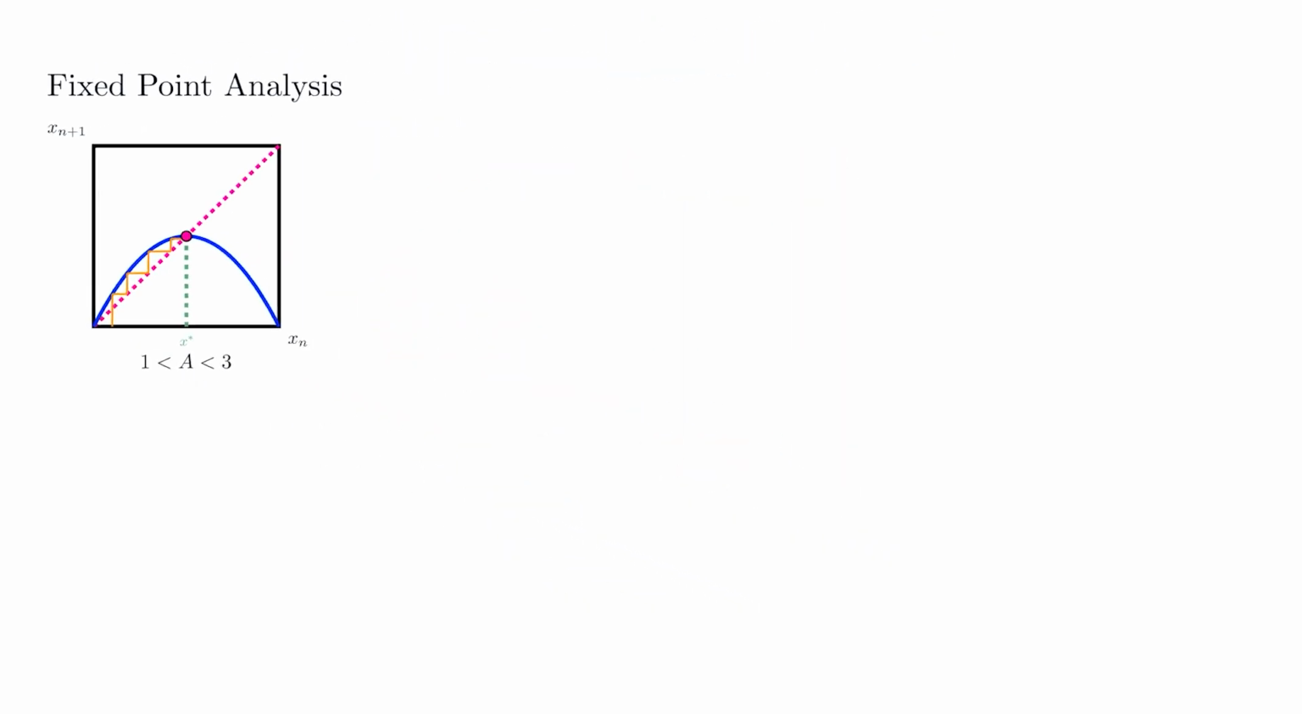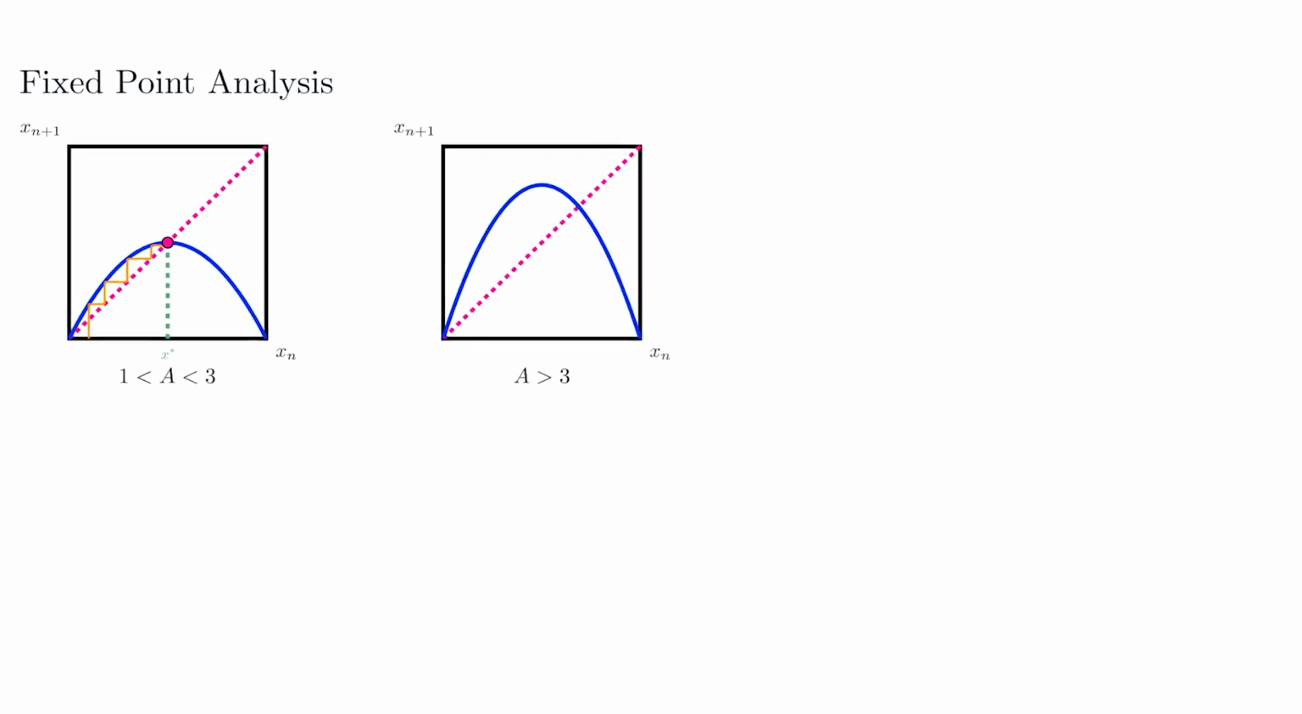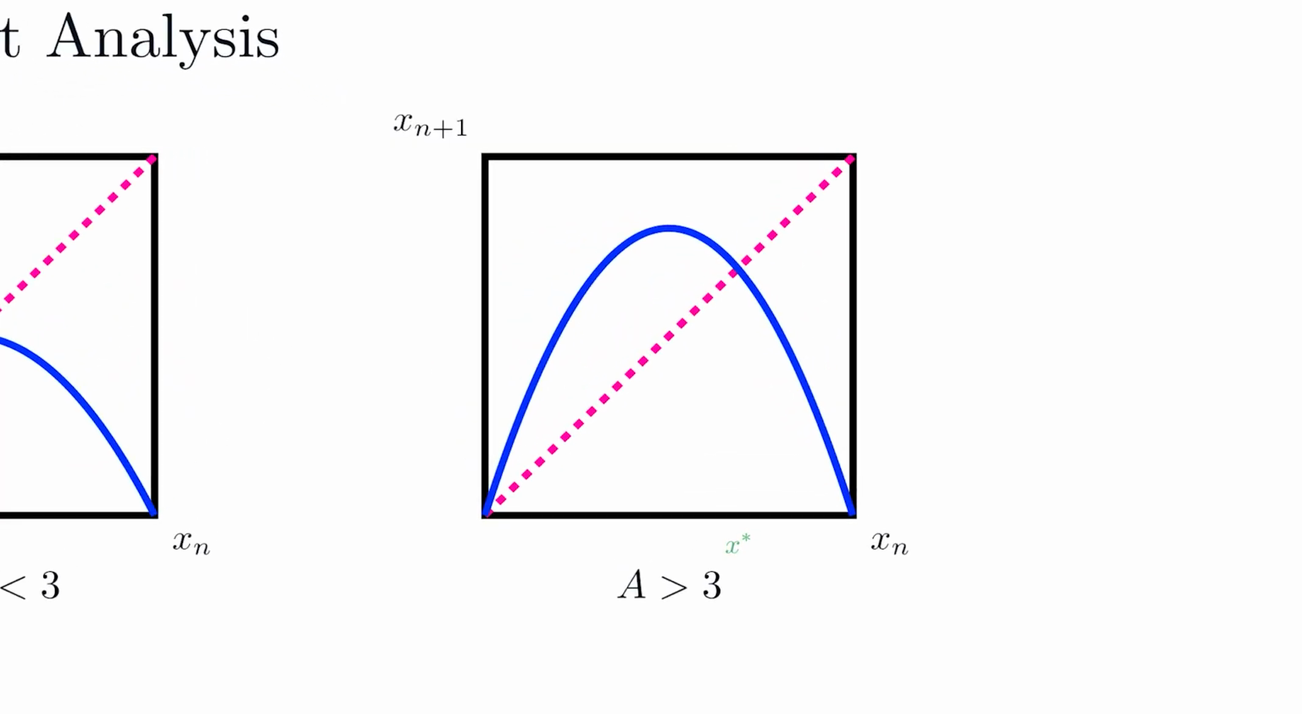Now let's look at the same situation when a is larger than 3. In that case, our upside down parabola is much taller. And again, there's a fixed point value here. But let's look at the evolution. Say we start at the same point as before. We go to the function, to the 45-degree line, to the function, to the 45-degree line, and so on. And then you see that we're going around in a square.